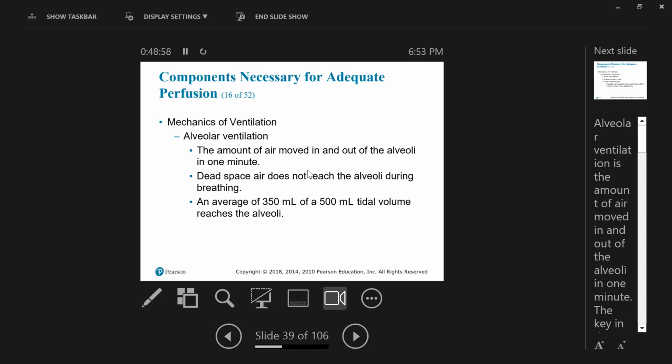Now, if somebody sucker punches you, you get into a process called atelectasis. So now everything is closed up and you're not getting any oxygen. An average of 350 to 500 mL of tidal volume reaches the alveoli. So that's about how much oxygen you actually get.